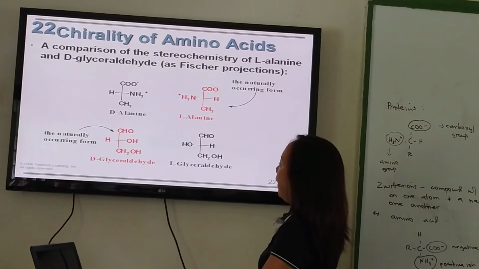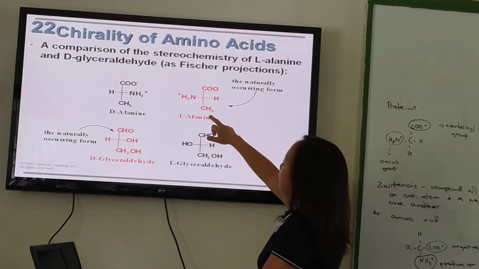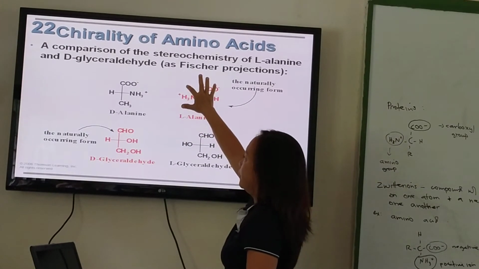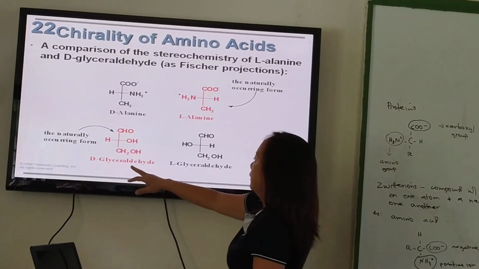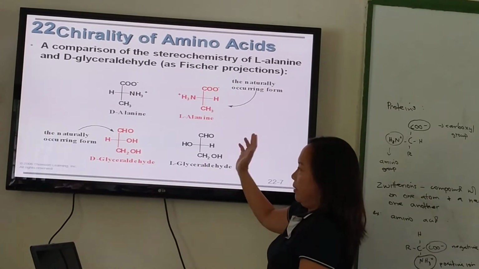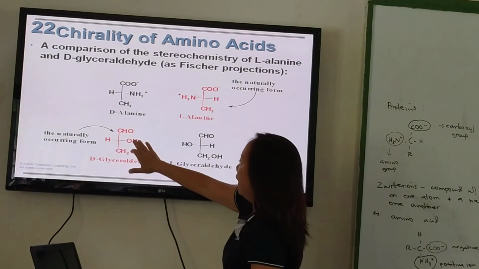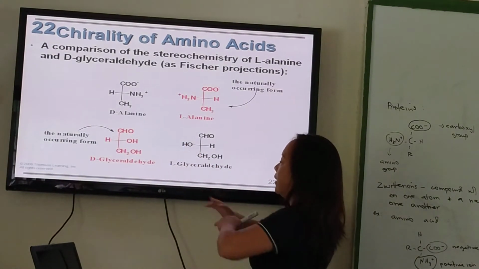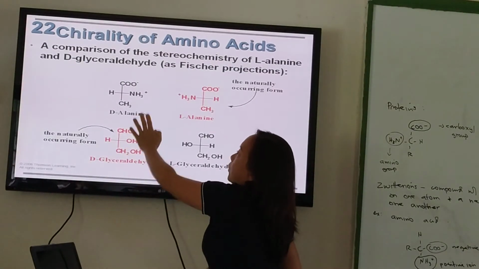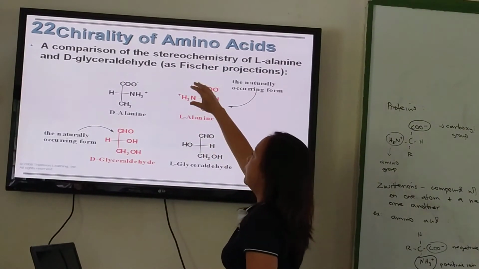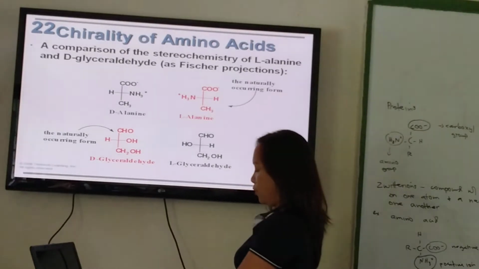So like this, this is D-alanine and this is L-alanine, meaning for L the amino group is on the left, and for D it is on the right. Throwback to carbohydrates with glyceraldehyde: if the OH is on the left, it is L, and if on the right, it is D. The same goes with our amino acid. So that is the Fischer projection.